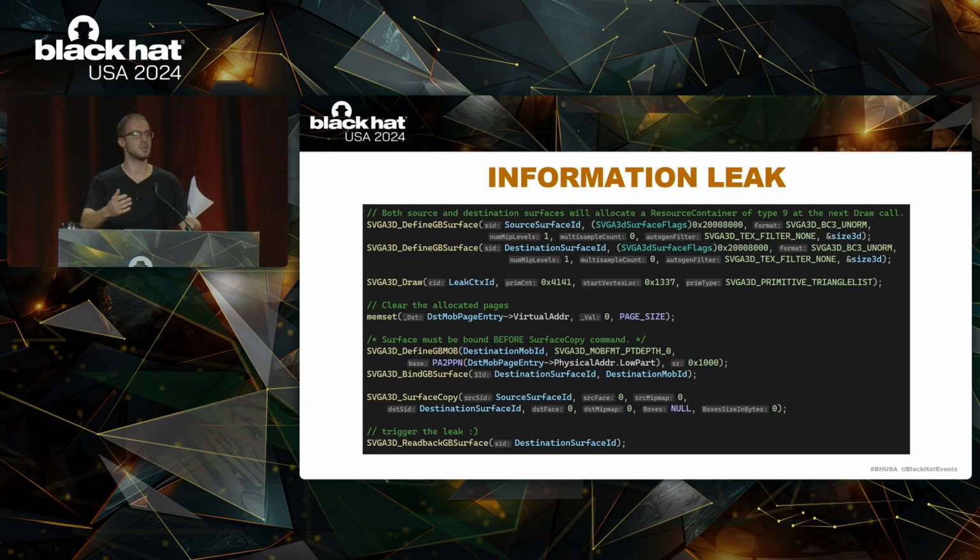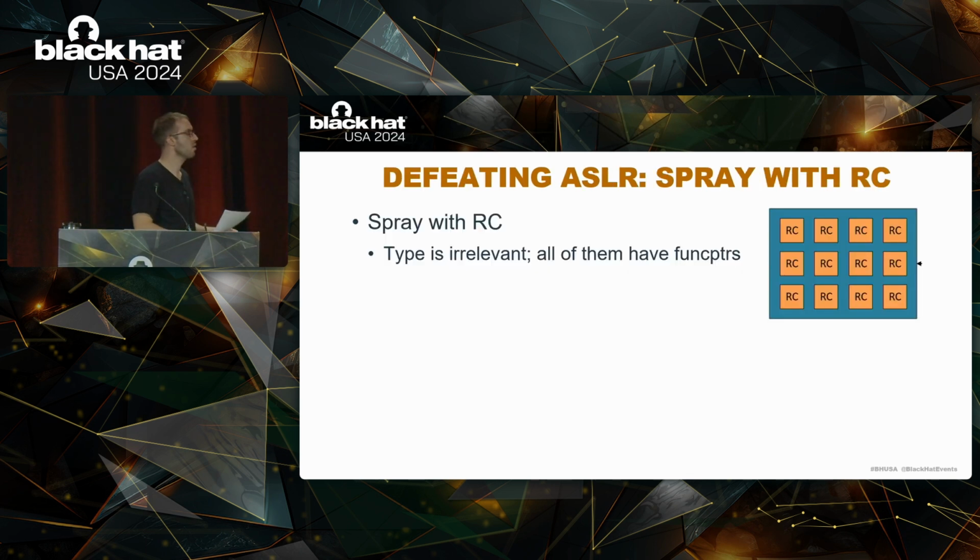And after that, immediately, I will issue a readback operation to the destination surface, and that will lead to returning those uninitialized data from the destination surface back to the guest operating system. So I have an info leak here. But now I want to leak something meaningful in order to basically bypass the ASLR of VMware. And that's why I did the following trick.